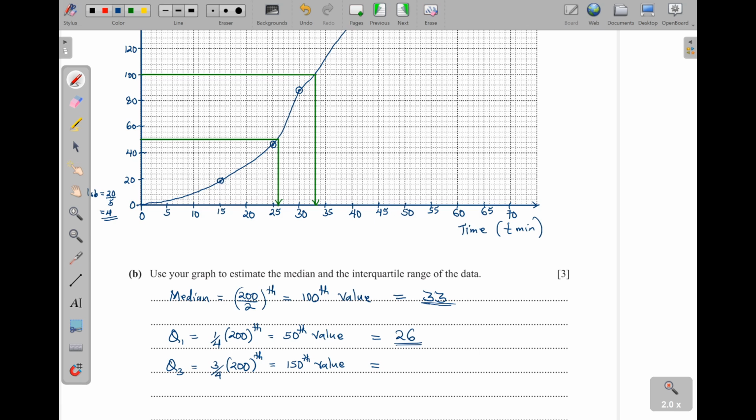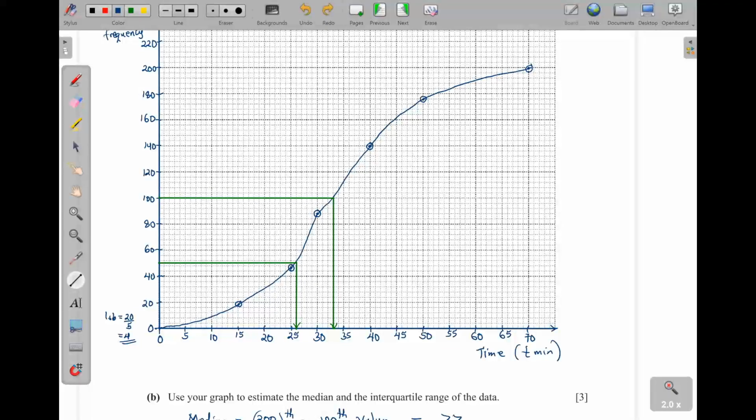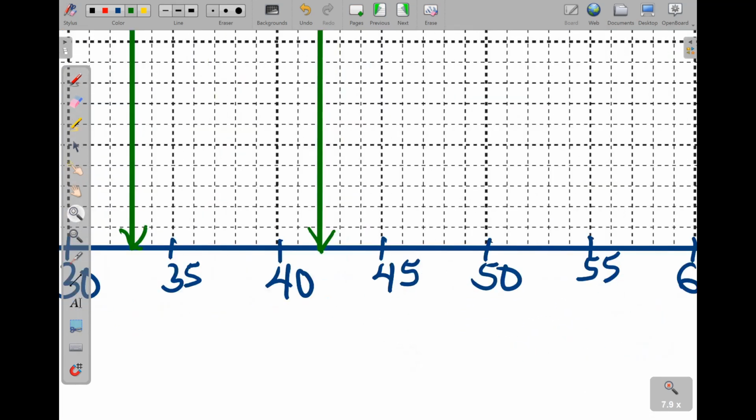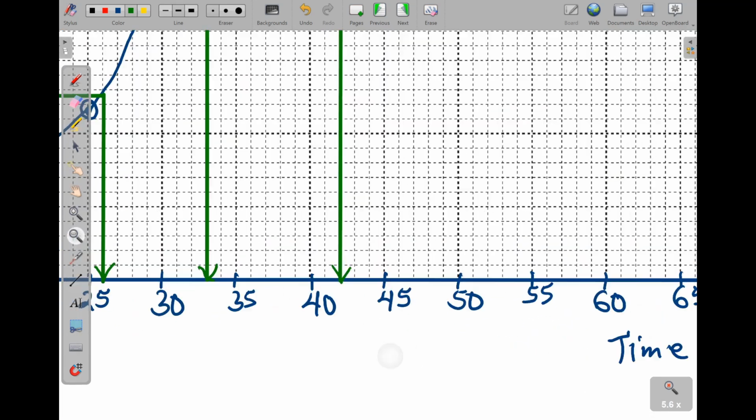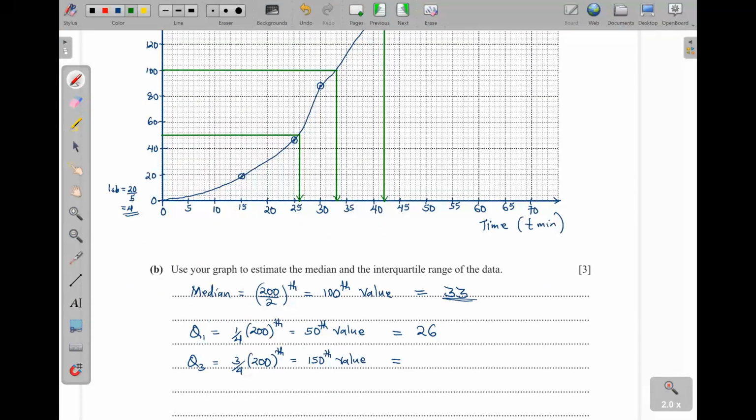And then for the upper quartile, I'm going to draw at 150. 150 is in between 140 and 160. So it is here. Then I go read off from down here. So that one gives us 42. Okay, that is 42.